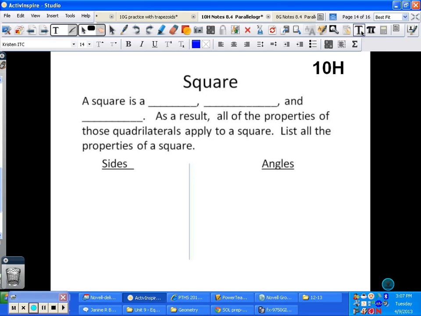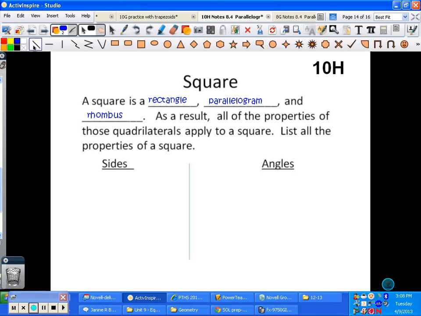A square is multiple parallelograms. A square is a rectangle. A square is also a parallelogram, and it doesn't really matter what order we put these in. We're just trying to make the point that a square is a combination of all of these three. As a result, all of the properties of those quadrilaterals apply to the square. I'll let you list those. I think it's almost better to understand it pictorially. So you're going to list them on your own. You can copy them from the other pages of the slides.